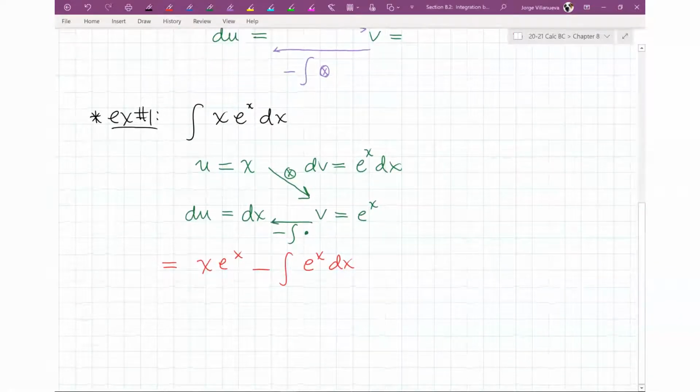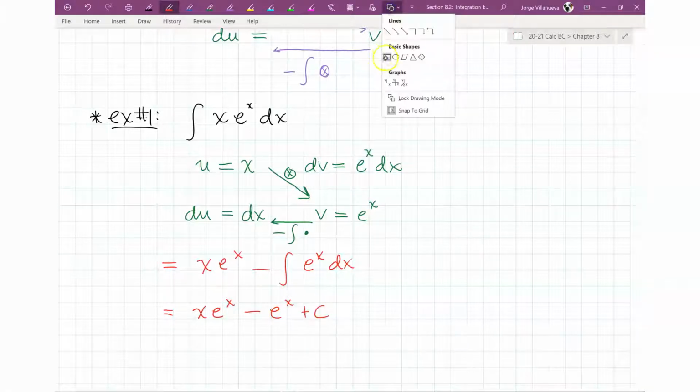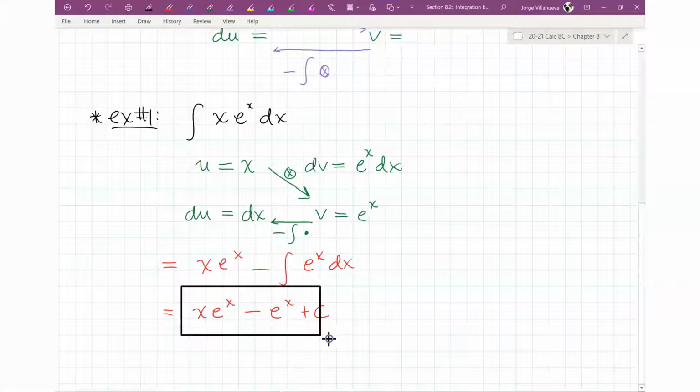Well, the integral of e to the x dx is just e to the x plus c. So now I can put the plus c part, and that's my answer for this problem. It's x times e to the x minus e to the x plus c.